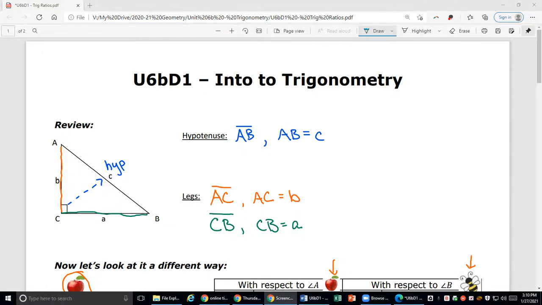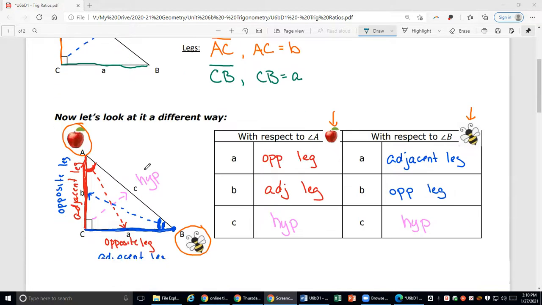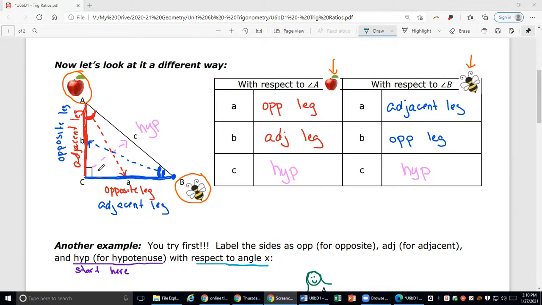Hi, welcome back. In the last video, we looked at an introduction to trigonometry by talking about a new way that we're going to be labeling our triangles for this unit, where we're going to be looking at right triangles. It always has to be a right triangle.